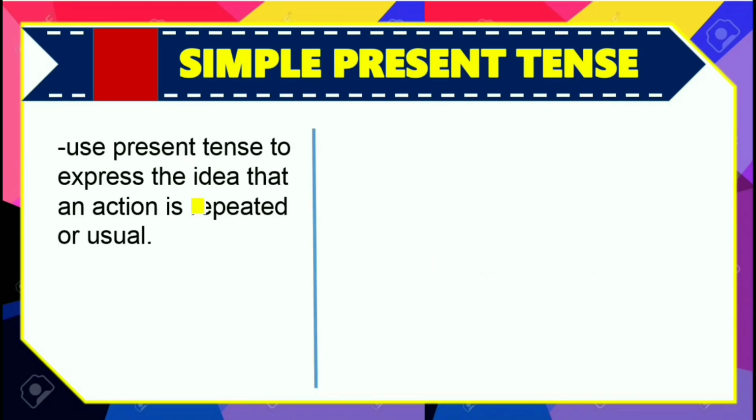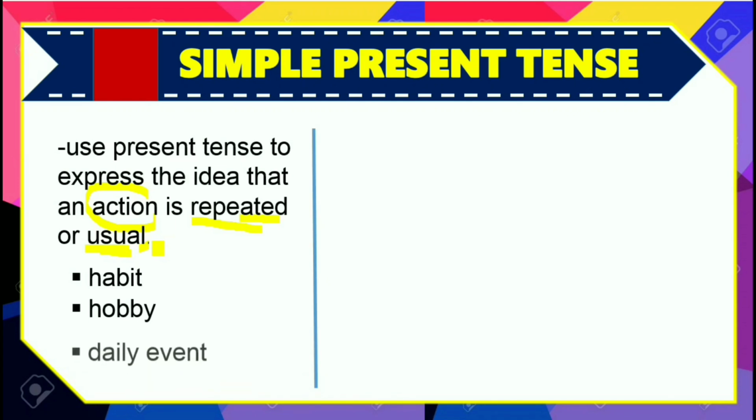Now, when do we use simple present tense of the verb? We use this to express the idea that an action is repeated or usual. So our keyword here is the word repeated and usual. So what are these? These are actions that we usually do. Examples are a habit, or we could have a hobby, or a daily event, or something that we continually do in the present.